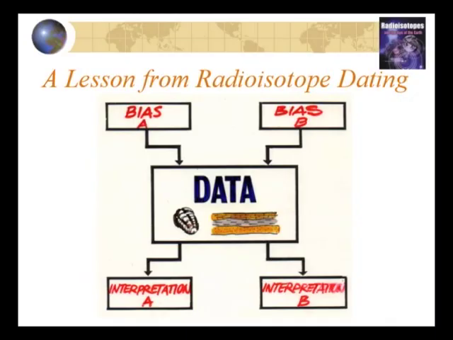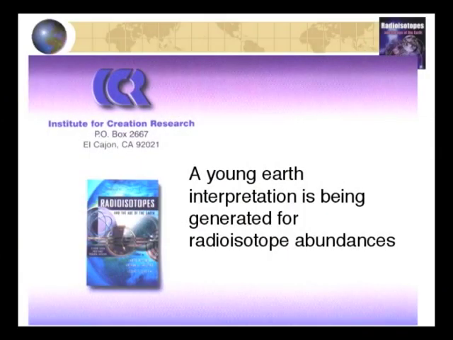Data are interpreted two different ways. I once had an evolutionary interpretation, and now I have a creationist interpretation of the data. Bias A goes through the data to interpretation A. Bias B goes through the same data to a different interpretation. So we learn that our presuppositions and what we suppose about things get involved with our ideas of the age of things. A young Earth interpretation is being generated for radioisotope abundances. That's what the RATE project is doing.